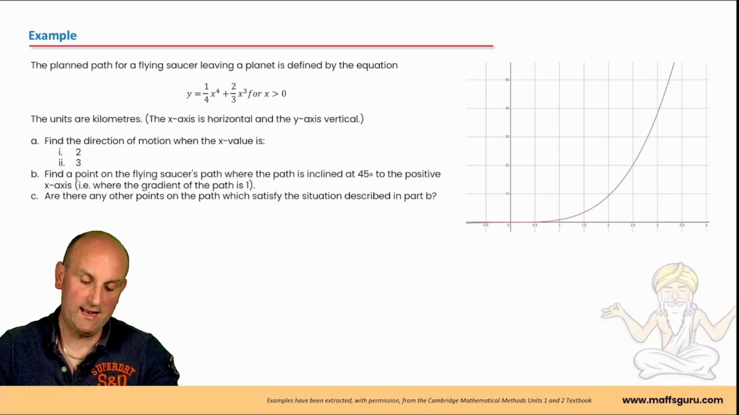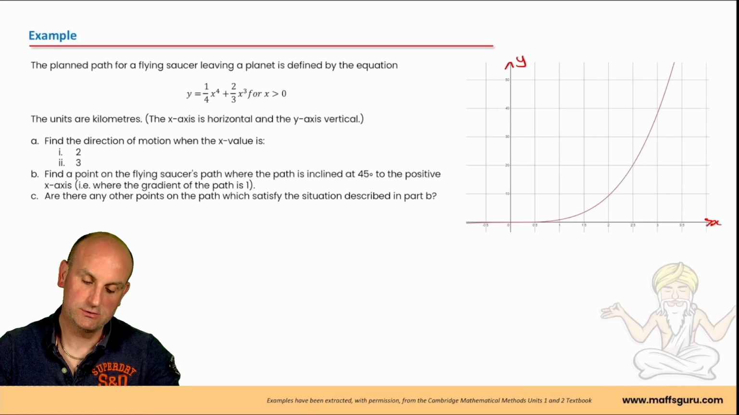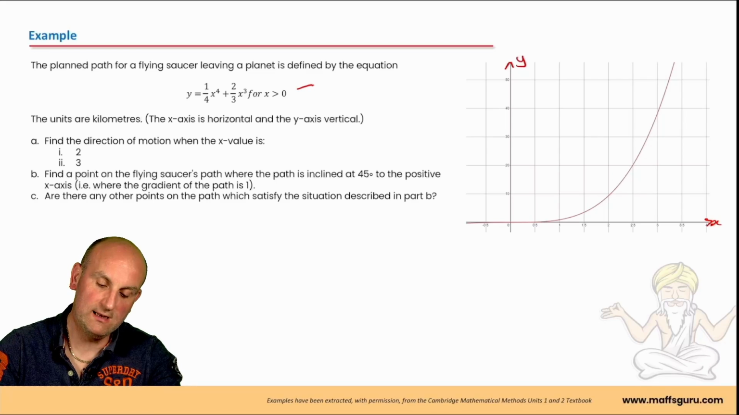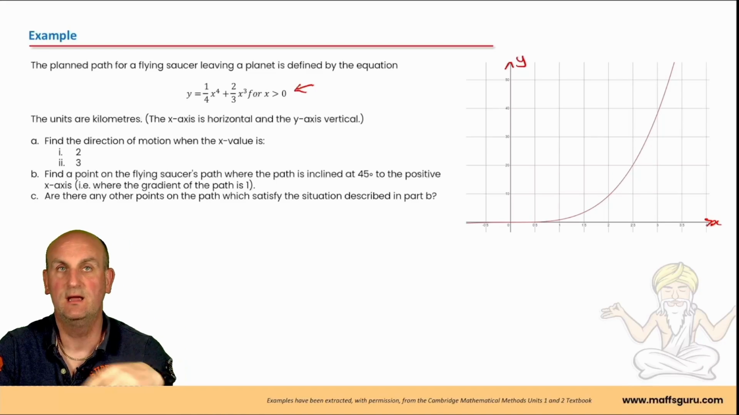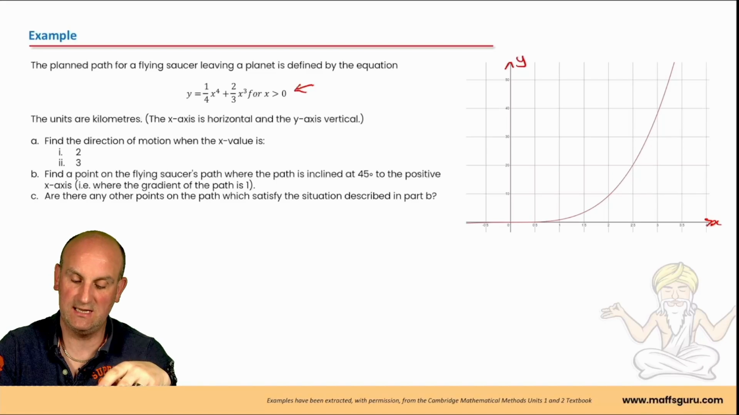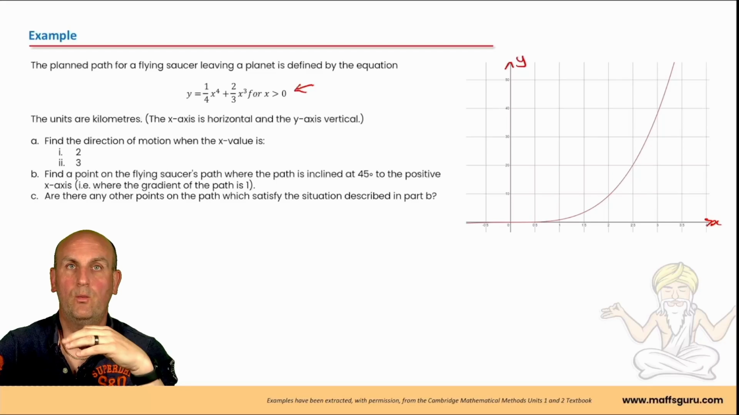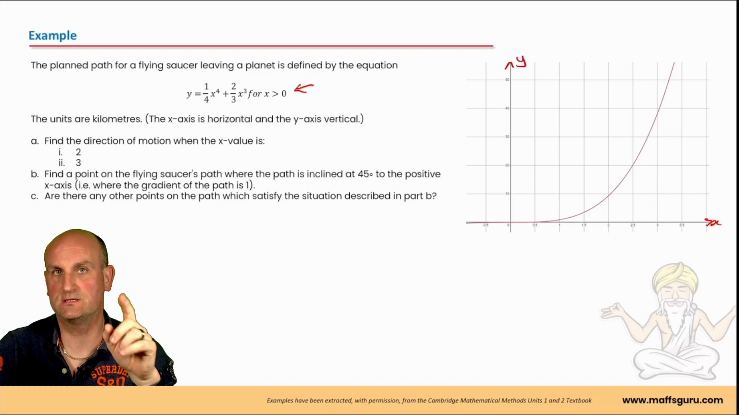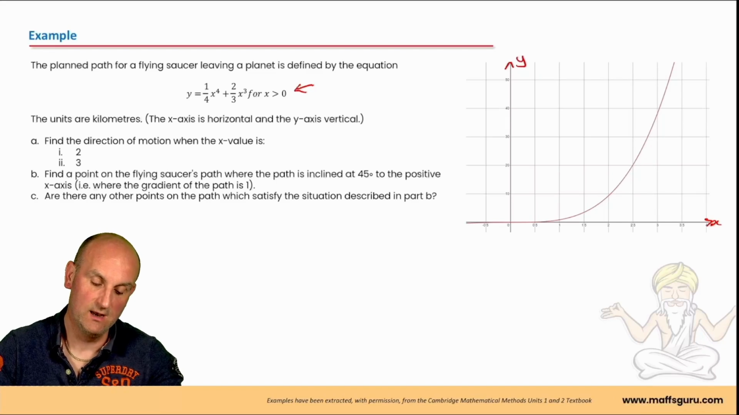Okay, so the planned path for a flying saucer leaving a planet is defined by that equation, where this is going to be y and that is going to be x. Now, again, here is really, really important. Methods loves to give you restricted domains. In many cases, it's because in this situation here, we can't have negative values of x. But later on, particularly throughout the course, where you've got a choice, you're going to have to decide which is the right one to use and look at the domain. The units are in kilometers. Find the direction of motion when the x value is 2.